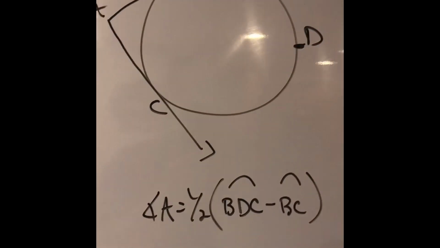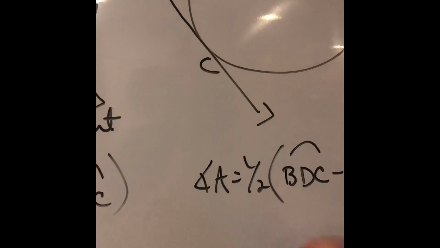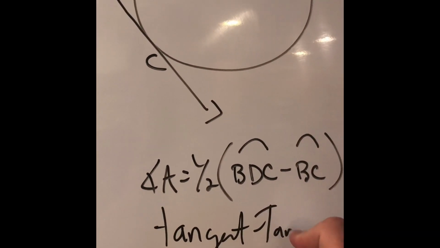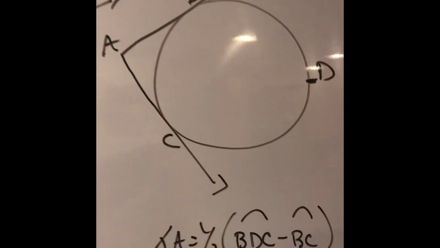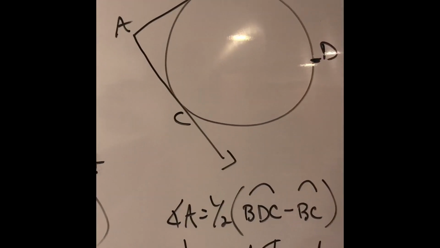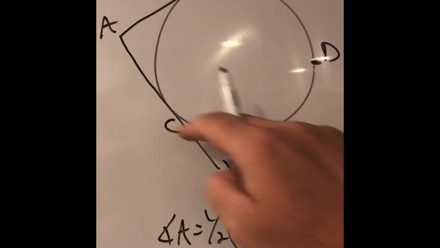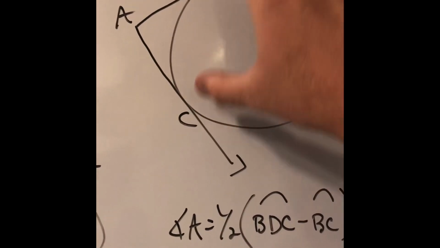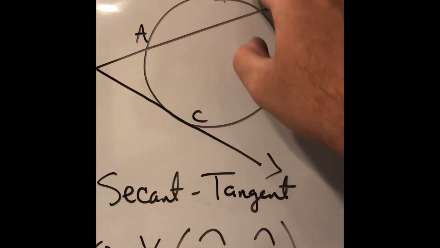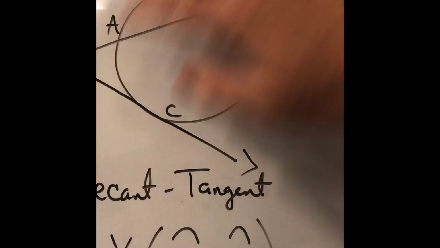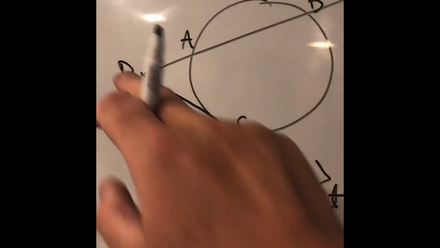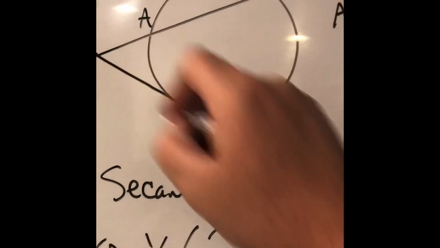Next one, this is a tangent angle, okay? Notice it's made up of 2 tangents. And again, you take the arc furthest away minus the arc that's closest inside of the angle. If you go back here, notice we didn't mention anything about AB. It has nothing to do with what the measure of that outside angle is, okay? It's only BC and AC.